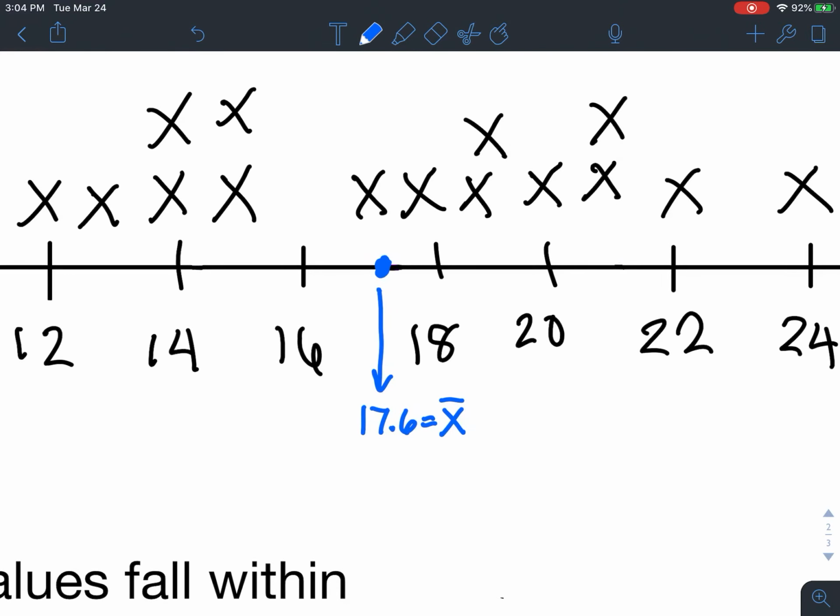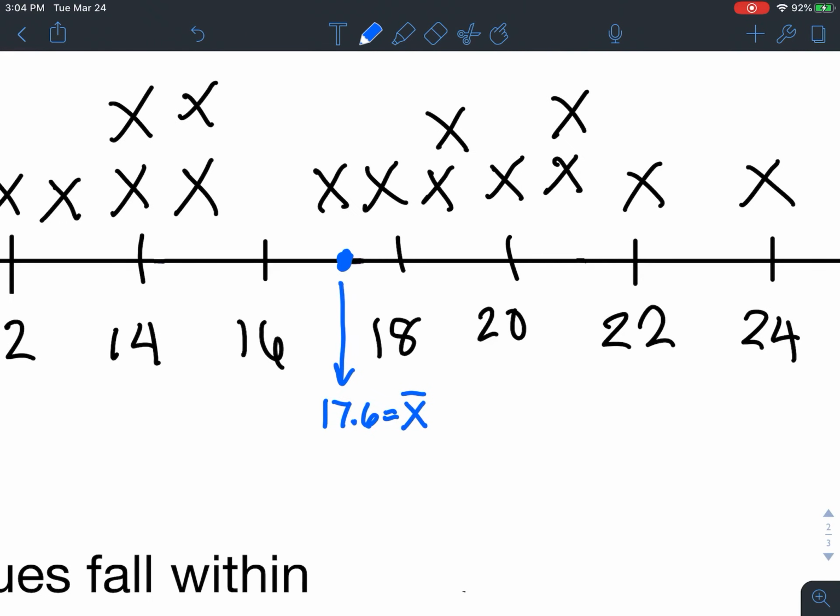So what we're going to do is just sort of draw a line on here from the mean, 3.5 away. So if we add 3.5 to this, I'm going to get 21.1. So maybe like here. And I'm going to put a dot there. I'm going to come down here and I'm going to say this is 1 standard deviation above the mean.